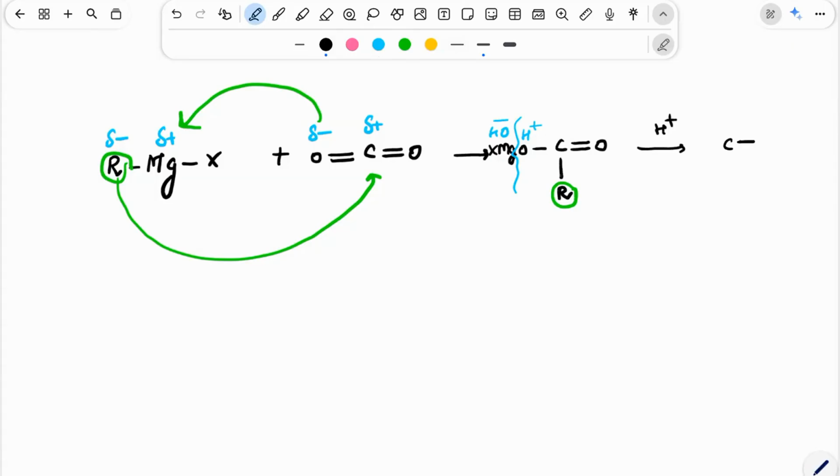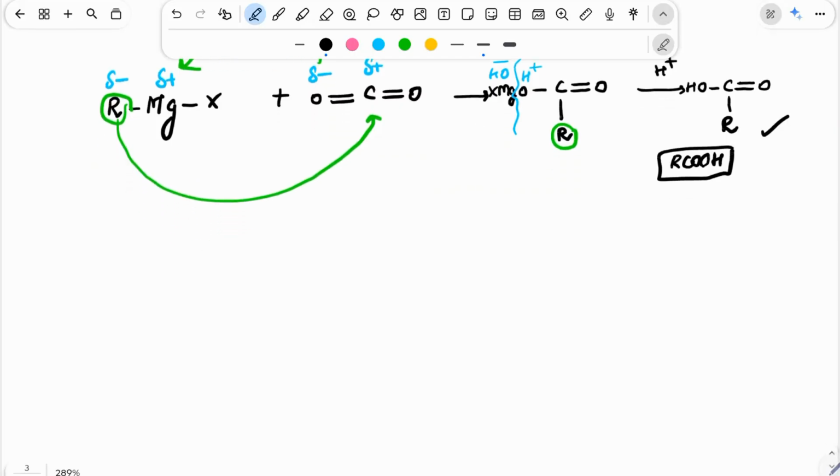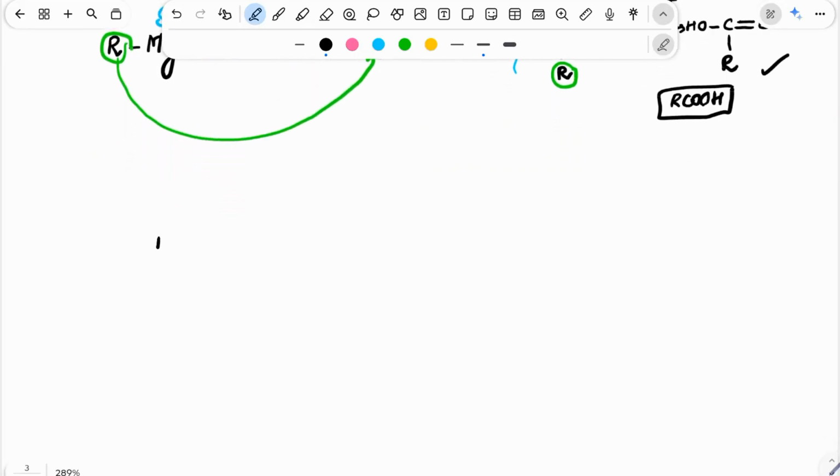What will be the product where hydrolysis happens? Here, exactly, H plus, OH minus. We will get what? C double bond O, R, here OH. Nothing but RCOOH, carboxylic acid, right? So using Grignard reagent, we can prepare aldehydes, ketones, carboxylic acid.